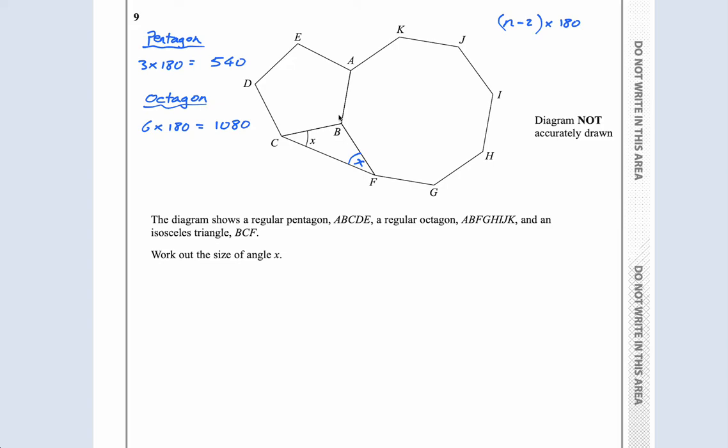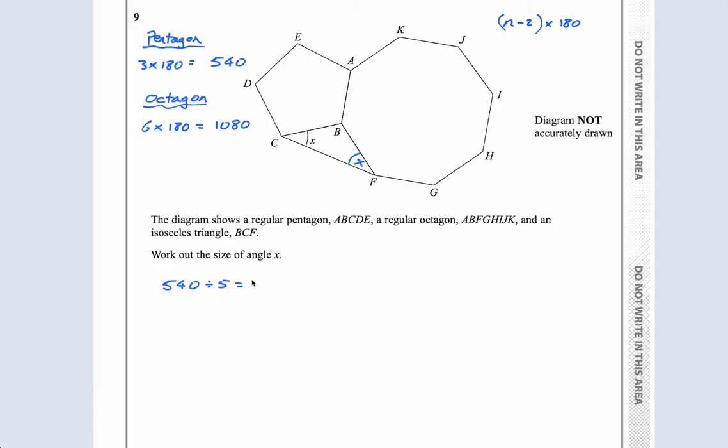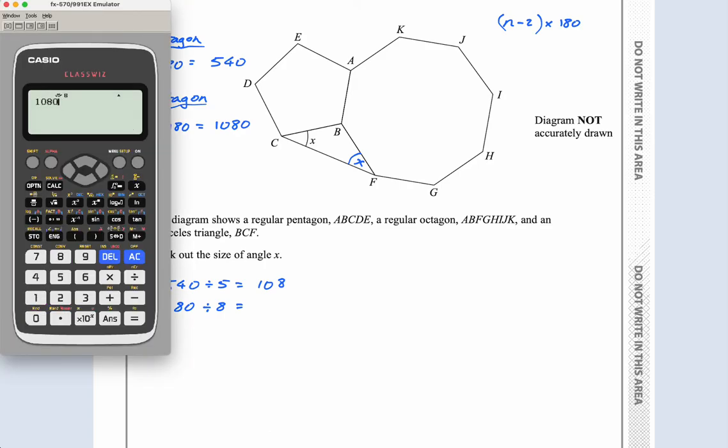Okay, now because these are regular polygons, I can just divide this by 5 and divide this by 8. So I'll just do that over here. 540 divided by 5 is 108, and 1080 divided by 8 is 135.